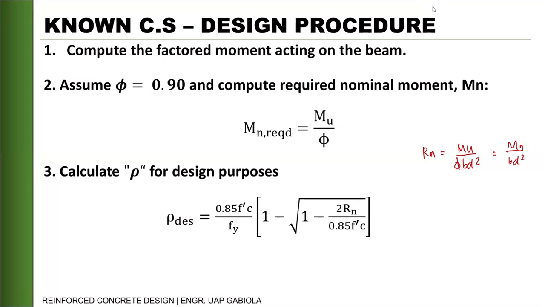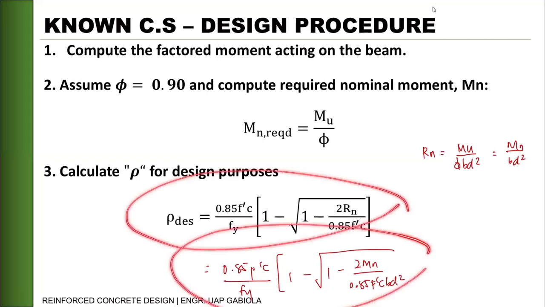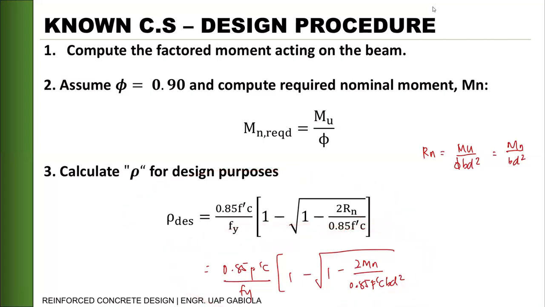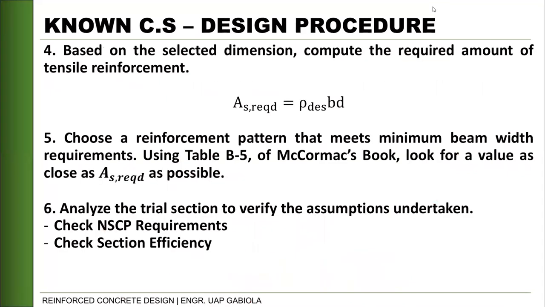So as we can see, itong Rn value natin in this equation, we can substitute this value. So we will have a similar formula, 0.85 f'c over fy times 1 minus square root of 1 minus 2Mn over 0.85 f'c bd squared. Okay, so we can use any of these two formulas to calculate for our rho. And after calculating that, we will proceed on the next step, which is to calculate our required steel reinforcement using the formula As required is equal to rho times b times d.